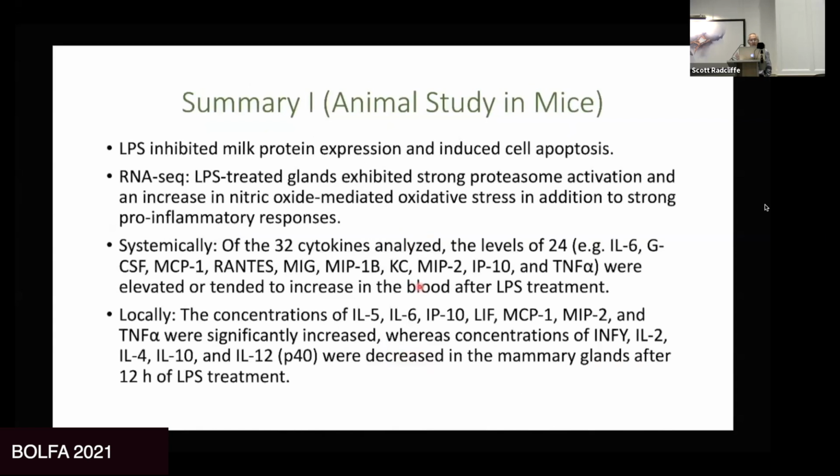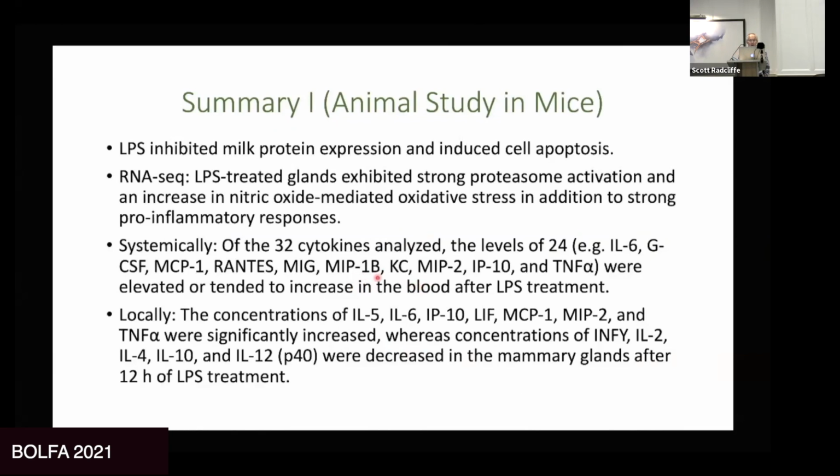So in summary for this part, we see LPS treatment significantly suppresses the milk protein expression and induces cell apoptosis, okay? And we find from the RNA sequencing, in addition to a strong pro-inflammatory response, we also see a very strong activation of the proteasome and nitric oxide mediated oxidative stress.